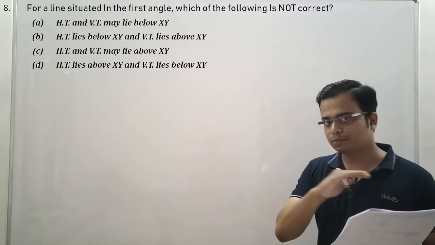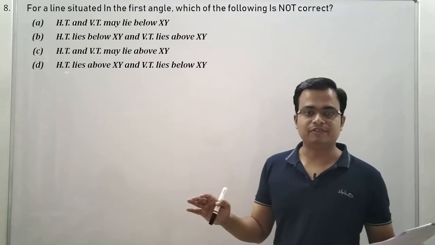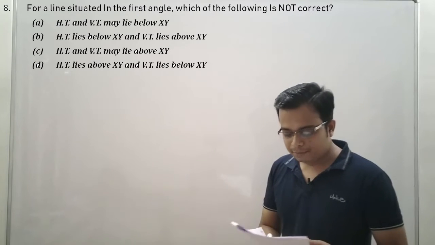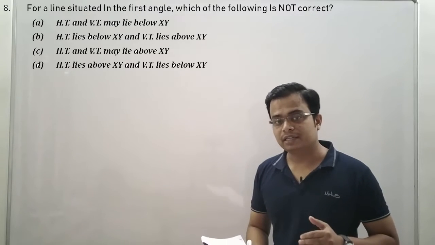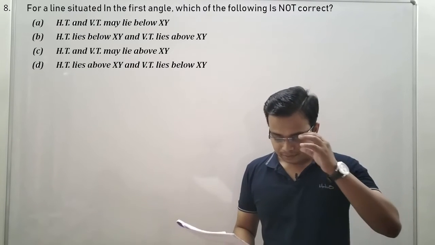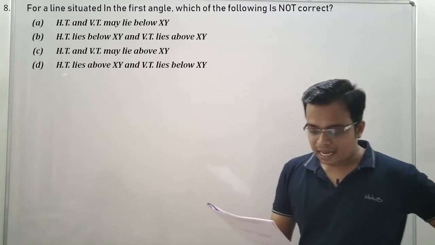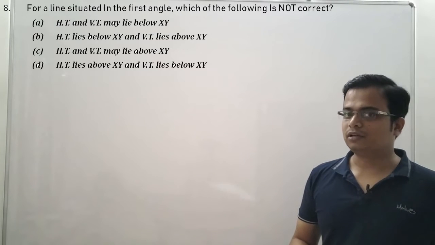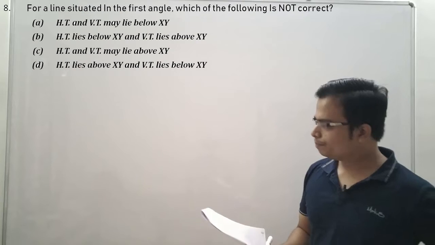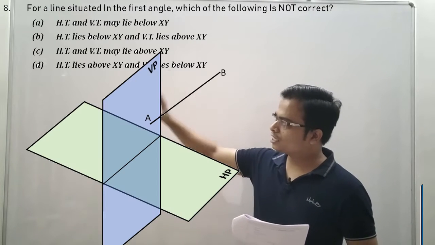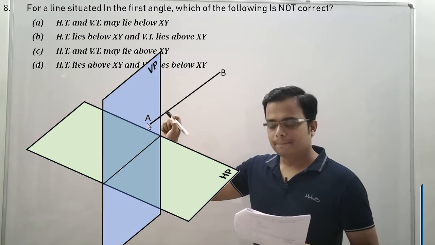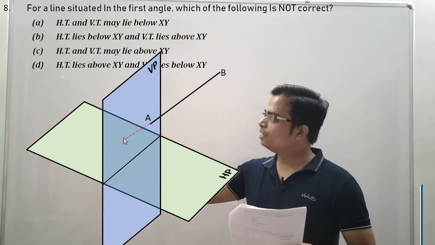Okay, so 2 options are out of the way, 50-50 done. Then we've got option C. Let me read that. And if this is also correct, then automatically option D would be right. Okay, fine. HT and VT may lie above XY. Both horizontal as well as vertical trace are lying above the XY line. And here, if you take a look at this, now this has been positioned in such a way that on extending that end A, it will first cut the vertical plane.